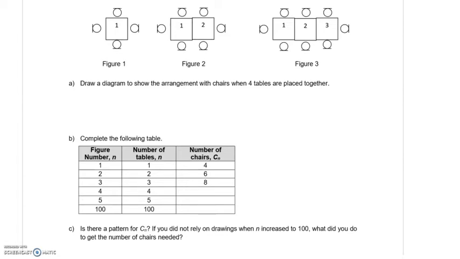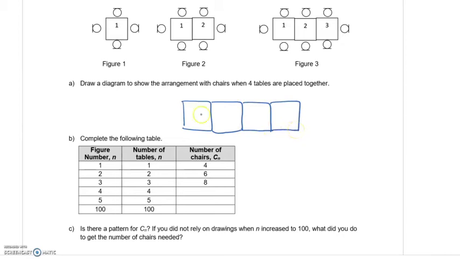So let's draw the arrangement with chairs when 4 tables are placed together. My first table, second table, third table, and fourth table. I'll be labeling them 1, 2, 3, 4 as done in the examples given above. And then my chairs are labeled using circles and lines.